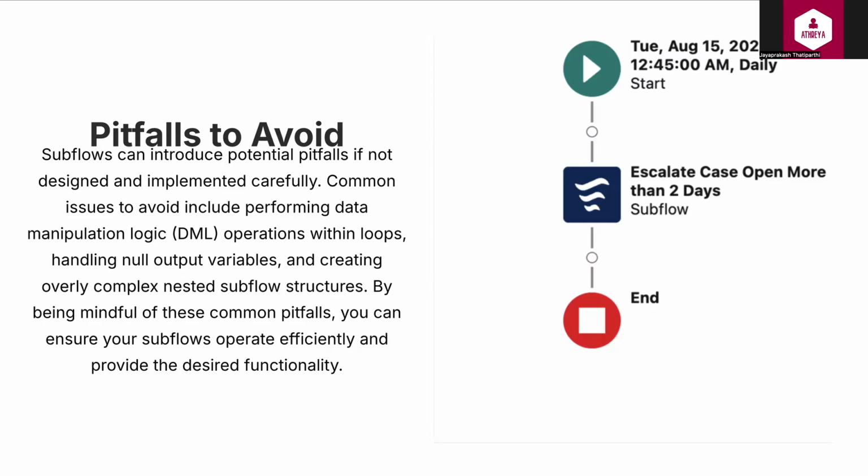Another subtle but critical issue is improper handling of null output variables. Your subflow is expected to return data, and the calling flow doesn't check for nulls before referencing it. You may encounter unexpected behavior or flow errors.